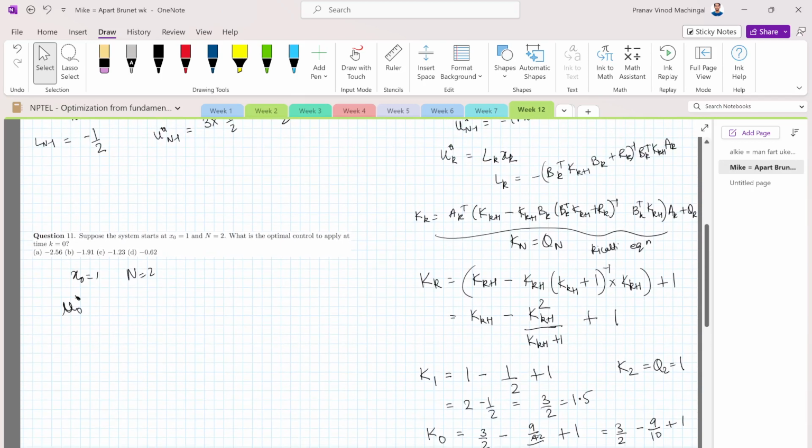So this U star is basically 1 upon K0 plus 1 into K0, right? Sorry, this is LK, L0.